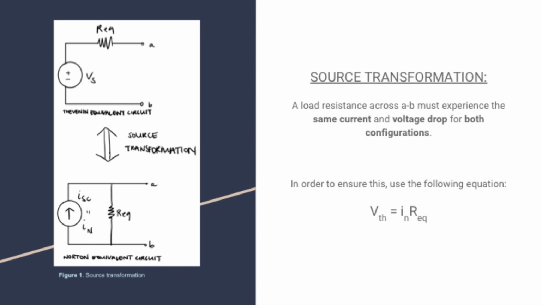The principle at hand is, as stated, a load resistance across the AB terminal must experience the same current and voltage drop for both configurations. It is important to note the key differences between the two relevant circuits at hand. While they both employ the same equivalent resistance, the constant which proves linearity of the system, a Thevenin equivalent circuit involves the total voltage of the circuit in series with Req, whereas the Norton equivalent involves a total current of the circuit of interest in parallel with Req. This is how a source transformation works. Let's look at an example and the multitude of ways to approach such problems.